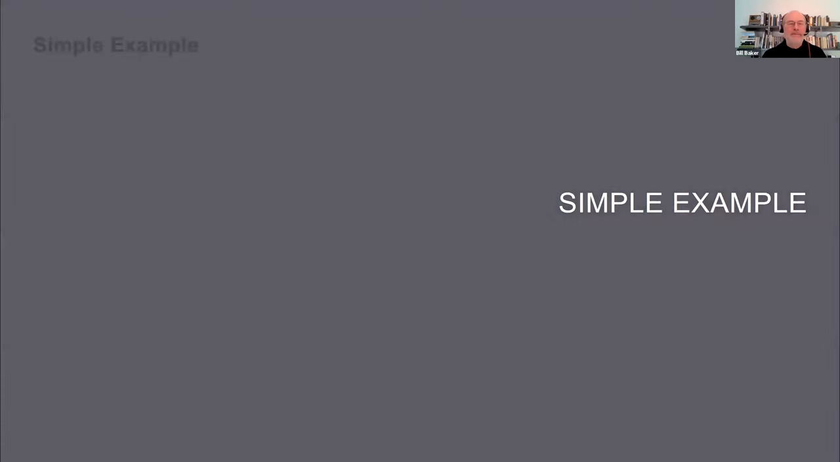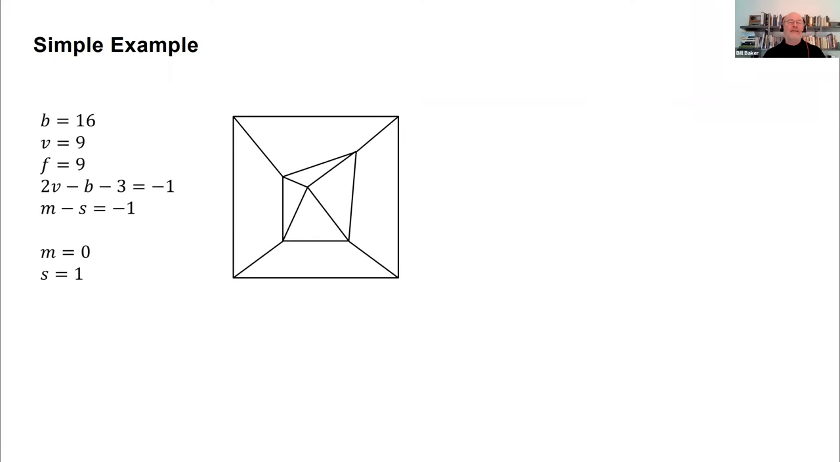I'm going to give you a very simple example. So here on the left is a graph that has 16 bars or edges. Sometimes we use B for bars, but so 16 edges, 9 vertices, 9 faces. It has a maximal count of -1. So the number of mechanisms minus the number of states of self-stress is -1. This is tortured enough that it has no mechanisms and only has one state of self-stress. And it's not a very good one because it's only this center pyramid, if you will, this five-noded graph here in the middle, that is the one state of self-stress. And it can't even reach out to the edge.